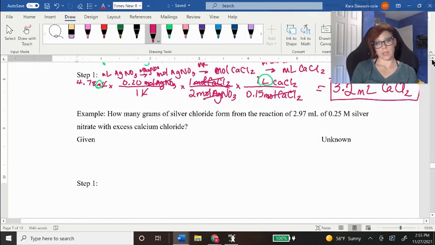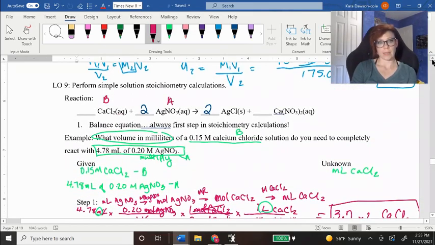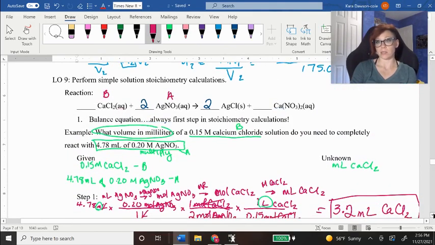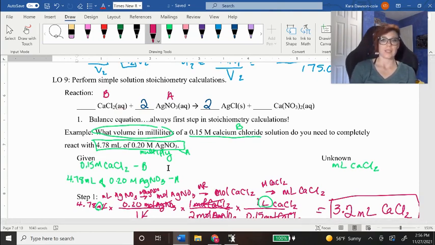So this was learning objective 9, which is the last learning objective in chapter 13. We only have one more chapter to go. So learning objective 9 is to perform simple solution stoichiometry calculations. And that is chapter 13.